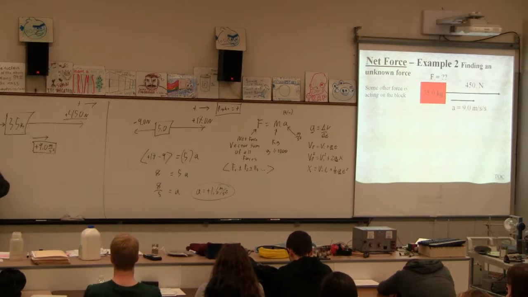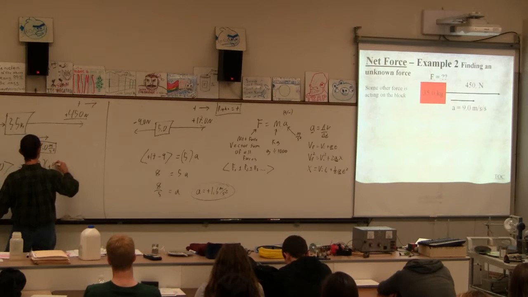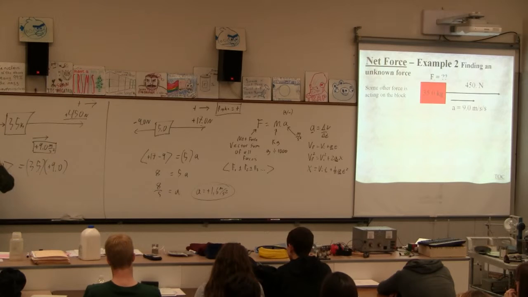And then go, okay, F plus 450. Those are all the forces. There's an unknown force probably. If there's not, by the way, it'll solve to 0, right? And then that equals 35 times positive 9. So every unknown force, you always make positive, right?